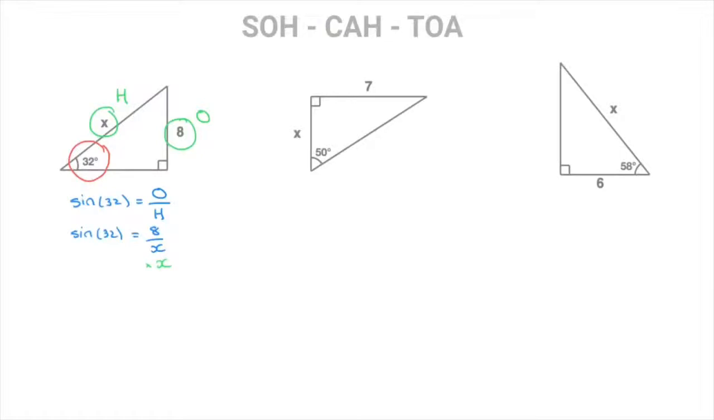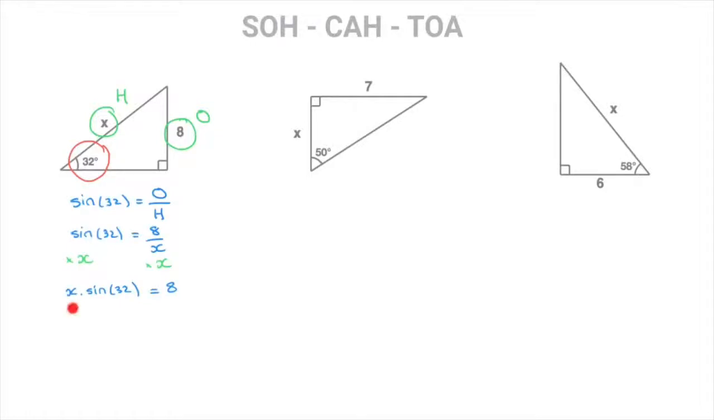But just as for any equation, whatever I do on one side of the equation, I have to do on the other. So I'm going to have to multiply the left-hand side by x as well. And that leaves us with x times sine of 32 equals 8, which is being divided by x and multiplied by x. Since those two operations cancel each other out, we're just left with 8. And here we can see that x is no longer written on a denominator. Instead, it's multiplying the sine of 32 on the left-hand side here.